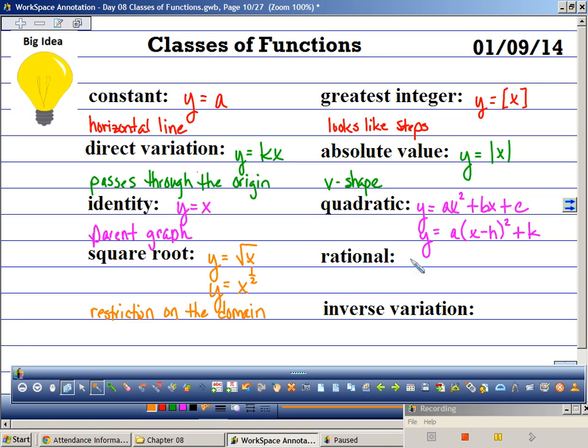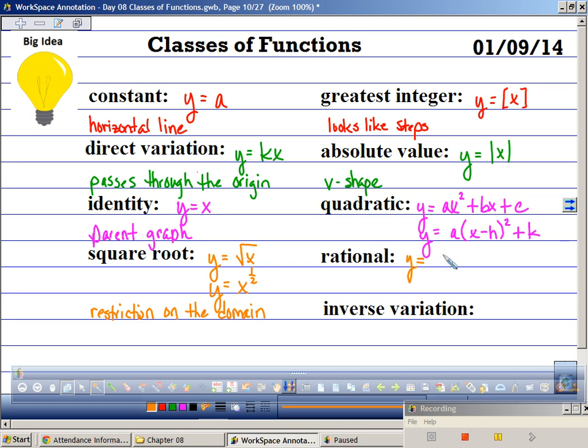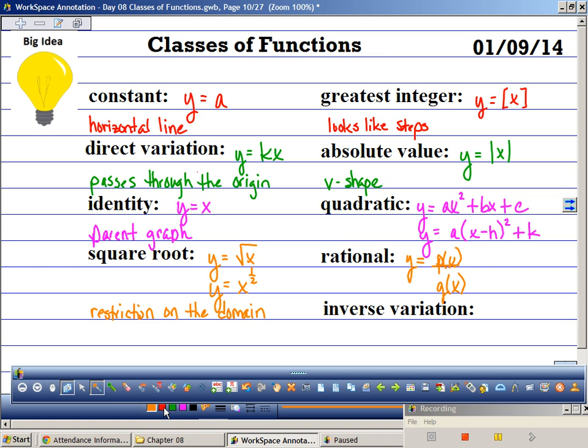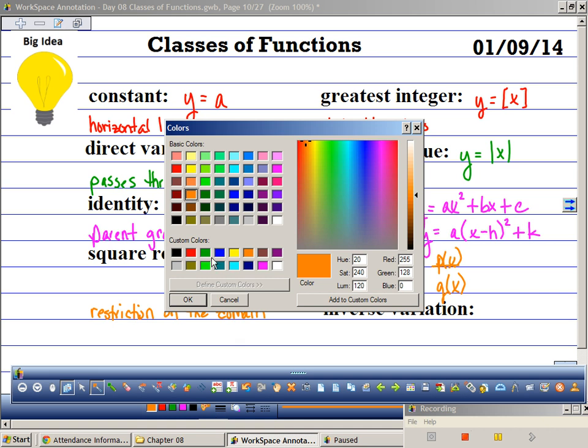A rational function. What does a rational function look like? Y equals P of x over Q of x. That was earlier this week. And let's make this one red again. Nope, I need a different color, don't I? Purple.